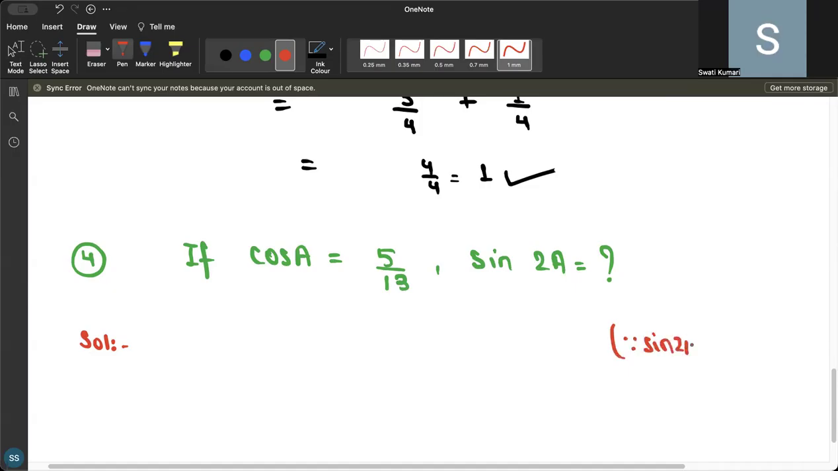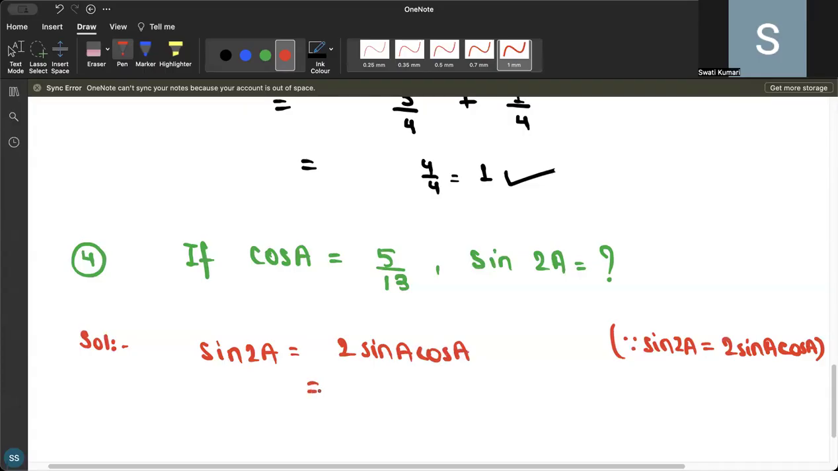And the formula is for sin 2A. As soon as I look at sin 2A, all I can think about is 2 sin A cos A using the formula. So using this formula, I can write down here sin 2A is 2 sin A cos A.